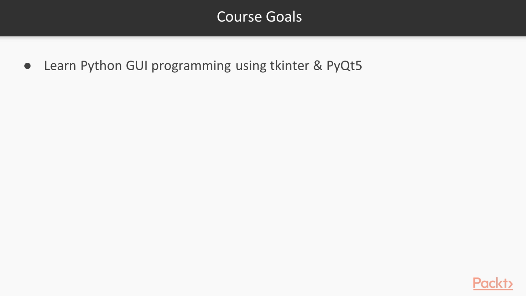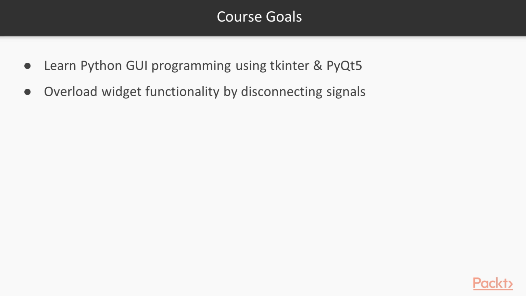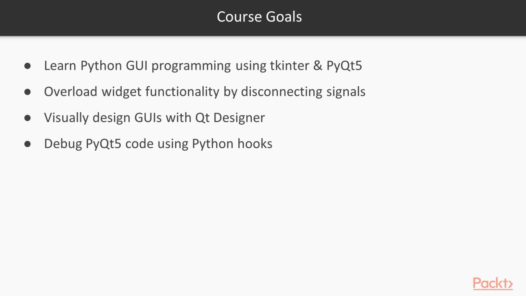So we learn Python GUI programming with two frameworks, with tkinter and PyQt5. That'll give you a chance to compare the two and see which one you like better in case you want to write GUIs in Python. We'll overload widget functionality because that can be a problem, and I show how to have a workaround for that. We'll visually design GUIs with Qt Designer. We'll debug PyQt5 code with Python hooks.